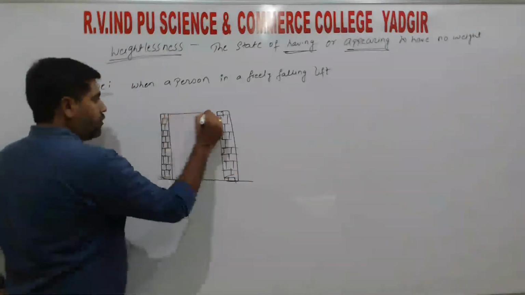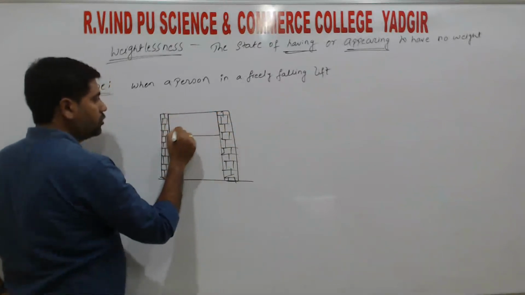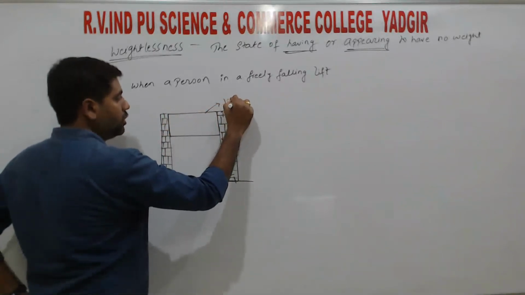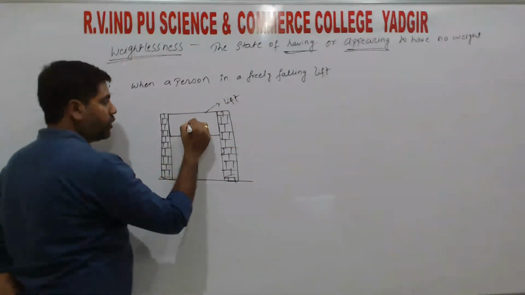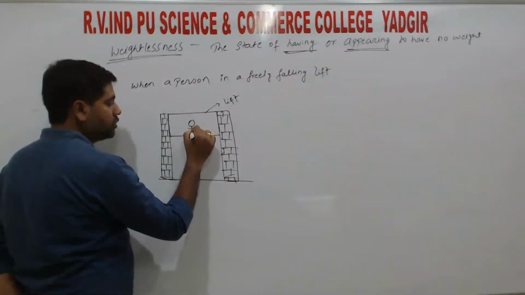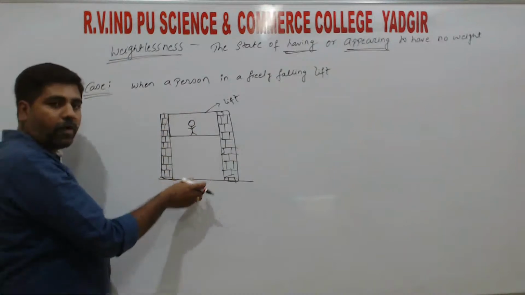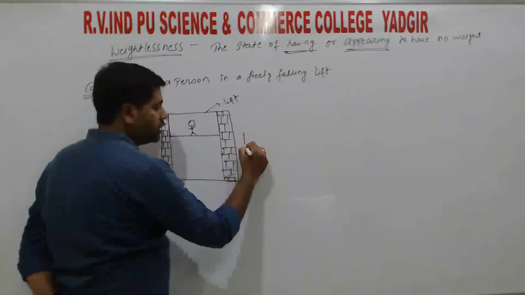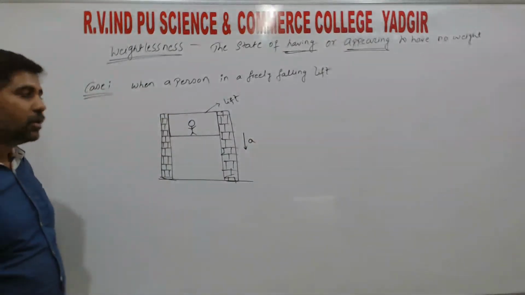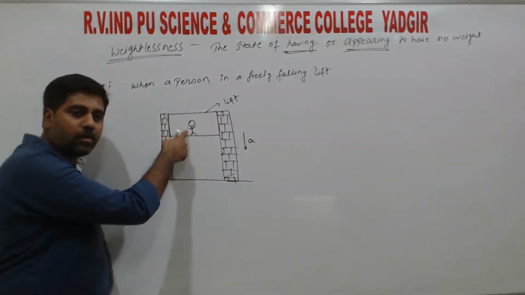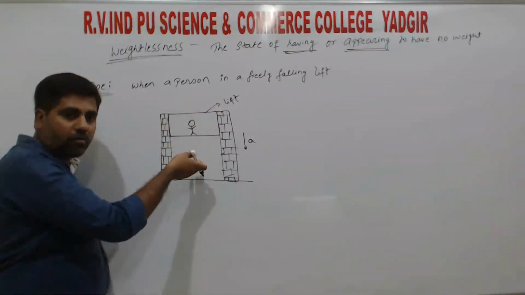So here we have the lift, right? Inside the lift, one person is standing. The lift is moving vertically downward, so its acceleration is in the downward direction, right? Now the person has some weight. Person's weight acts towards downwards.